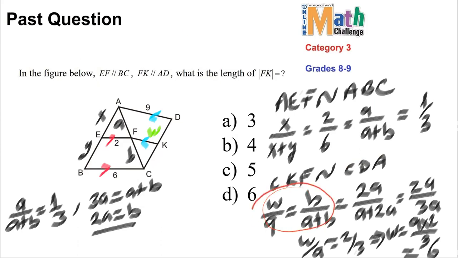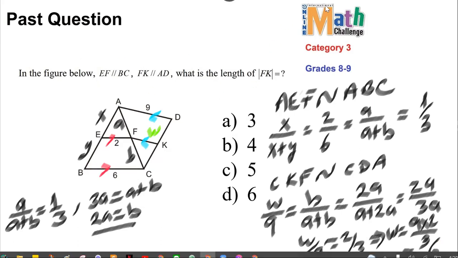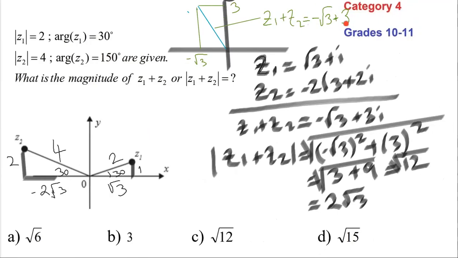So from here we get this equation, but we already have the relation between A and B. B means 2A. If we change all the B's to 2A, we have this new equation. When you simplify 2A over 3A, A is canceled, 2 over 3. So W divided by 9 equals 2 over 3. Do the cross product, 3W equals 18, and W equals 18 divided by 3, which is 6. I hope it's clear. So let's skip to the next question.